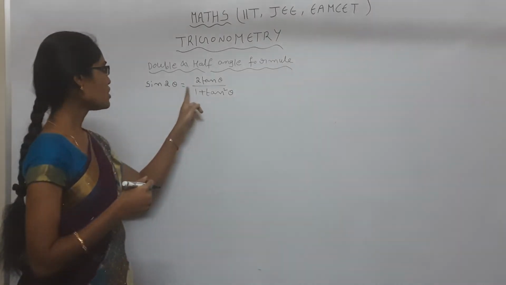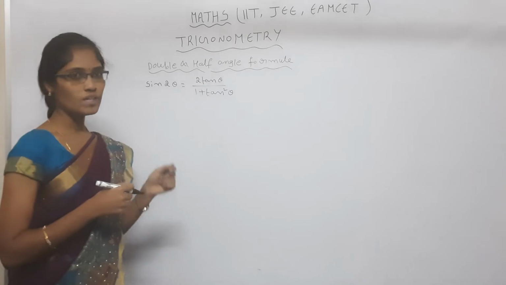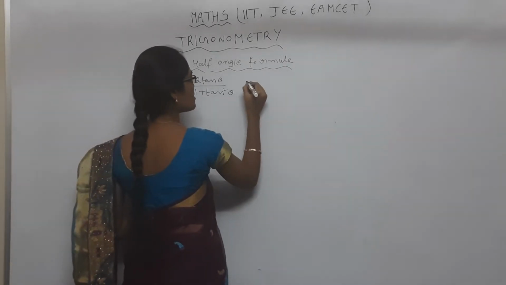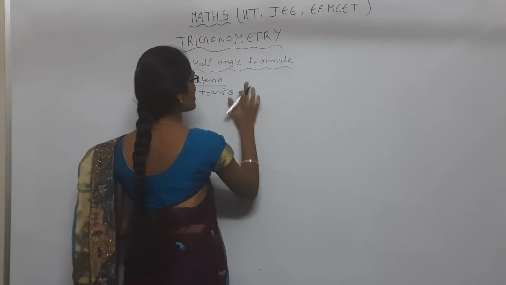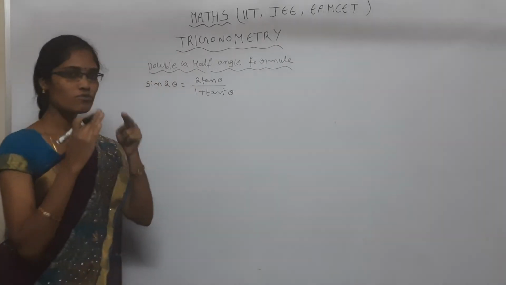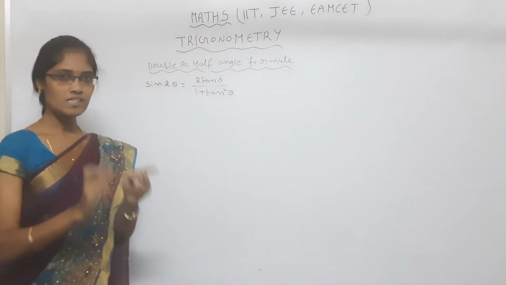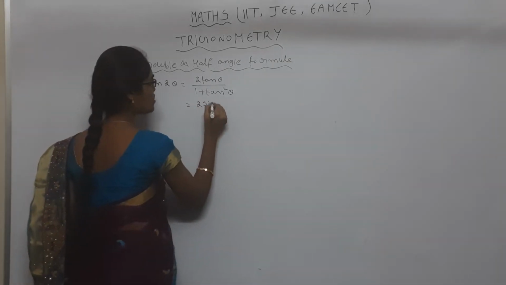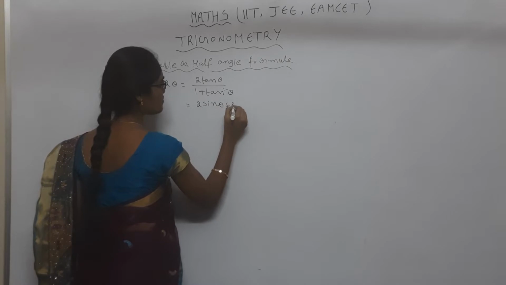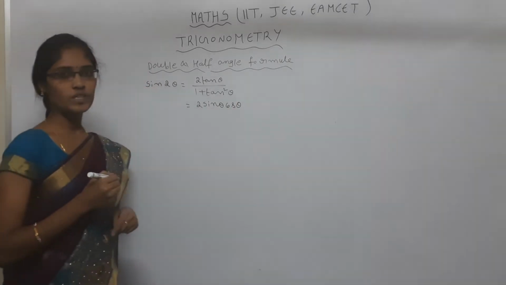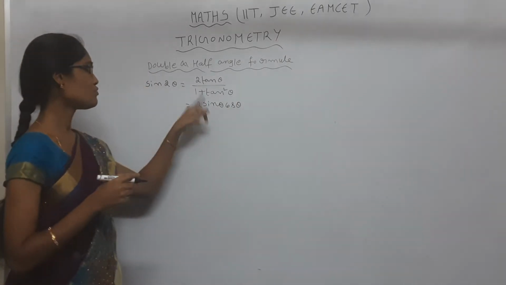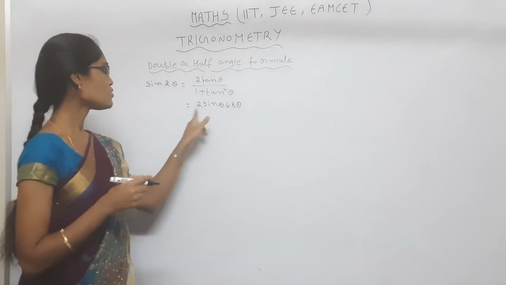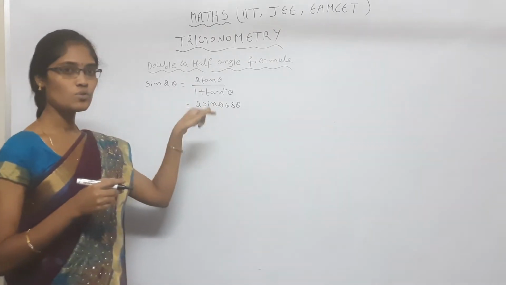Sin 2 theta is equal to 2 tan theta by 1 plus tan square theta. Sin 2 theta in terms of tan is 2 tan theta by 1 plus tan square theta, and in terms of sin and cos, it is 2 sin theta cos theta.